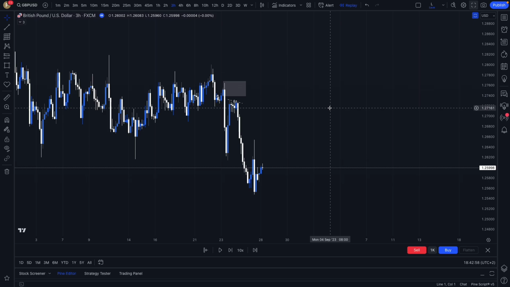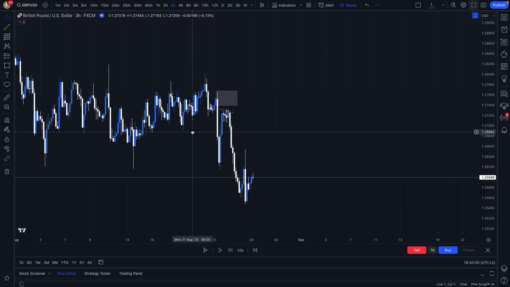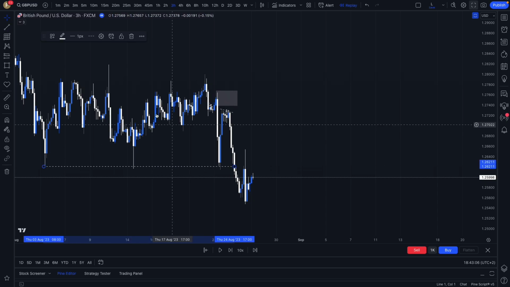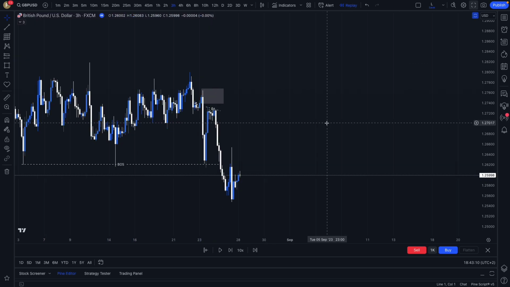Then we ask ourselves, does it break something significant in line with current price action? Yes, it does. It breaks this low right here, breaks and closes below right at this point, break of structure.